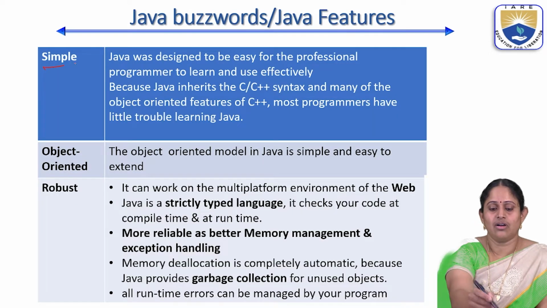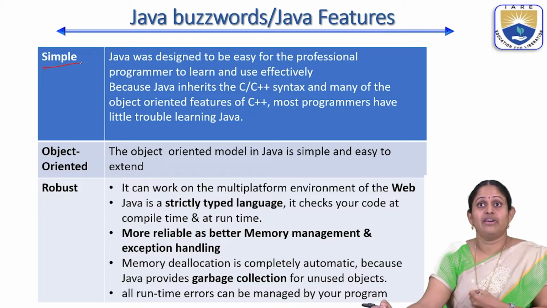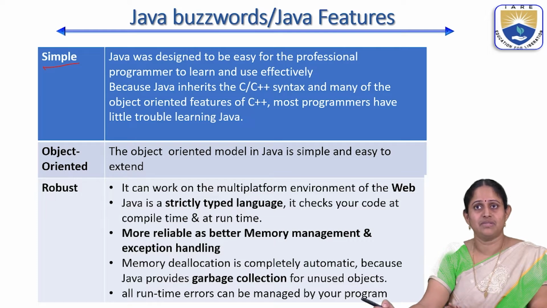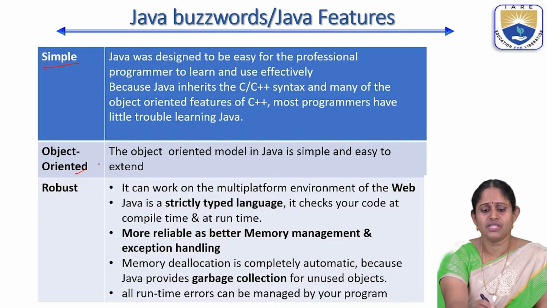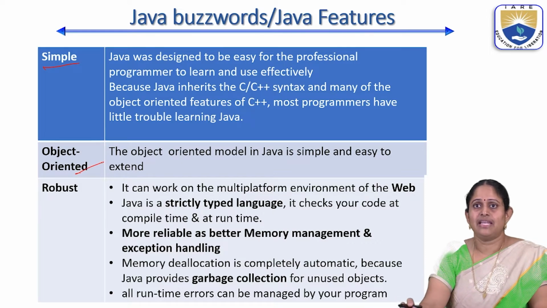Now, why is Java very simple? See, Java inherited the C and C++ syntax and other object-oriented features, because of which programmers found it very easy to use, because the syntax of Java was more or less similar to the C++ syntax. Then object-oriented. Java mainly implements the object-oriented model which uses classes and objects to implement every program.